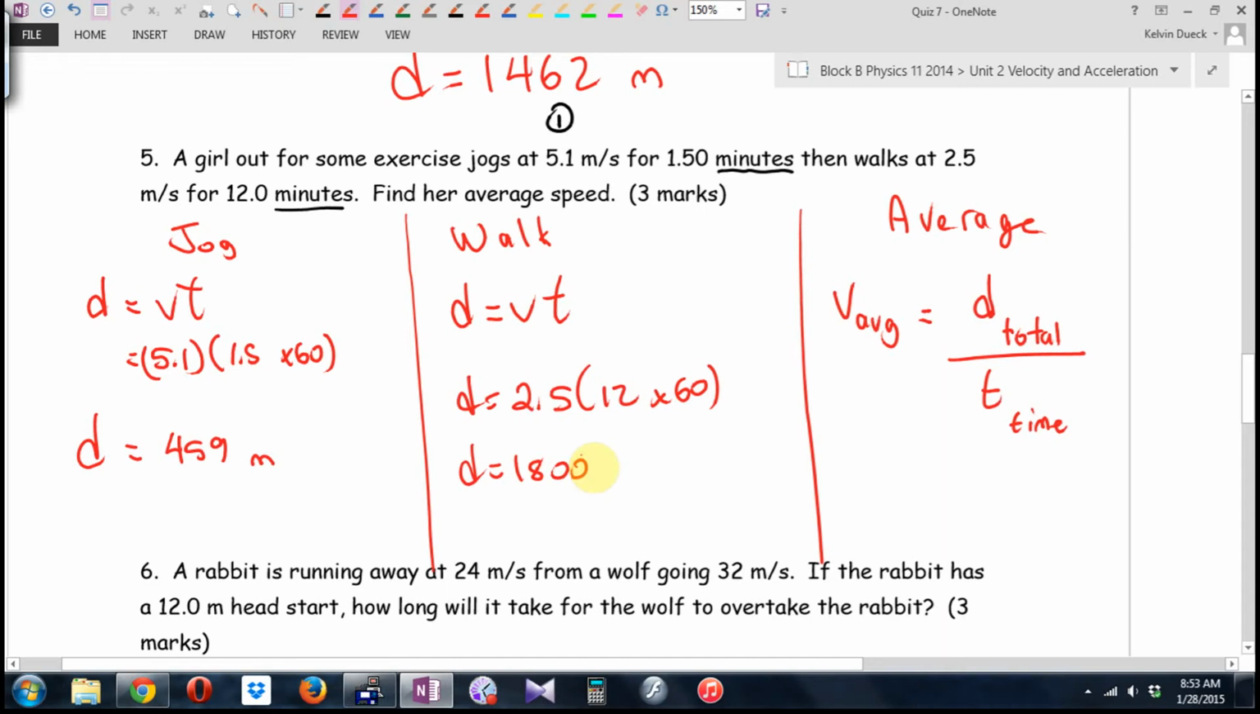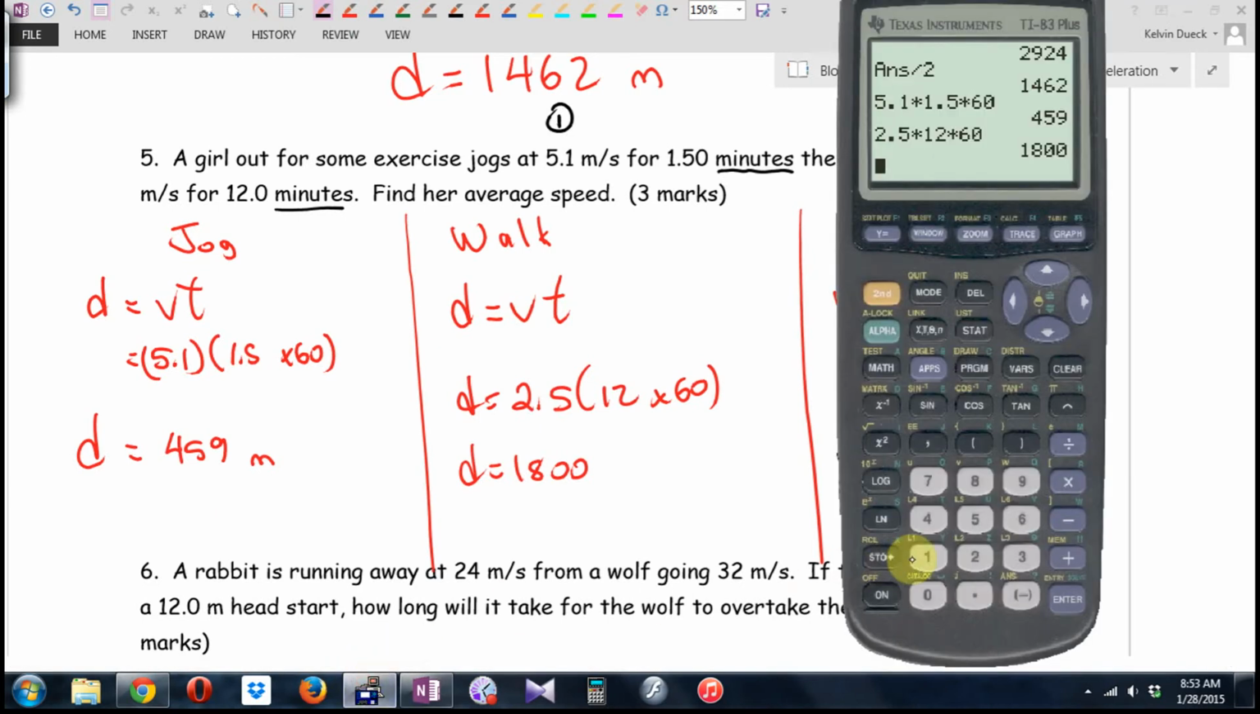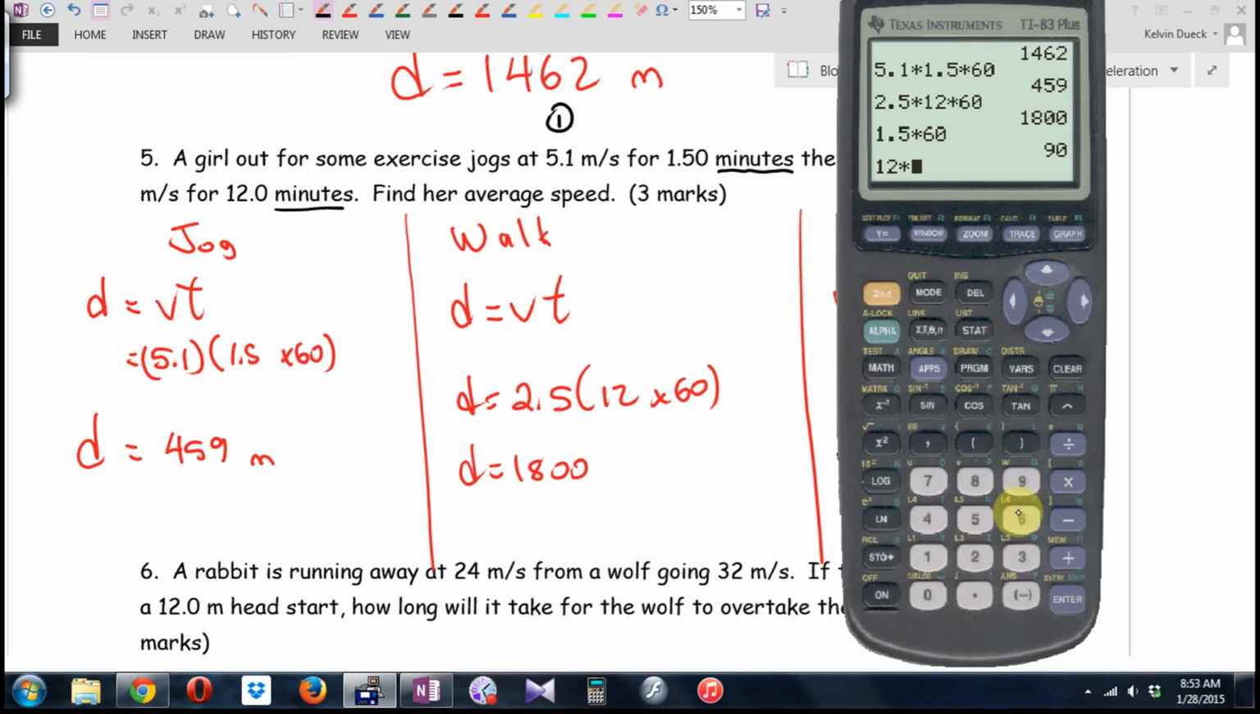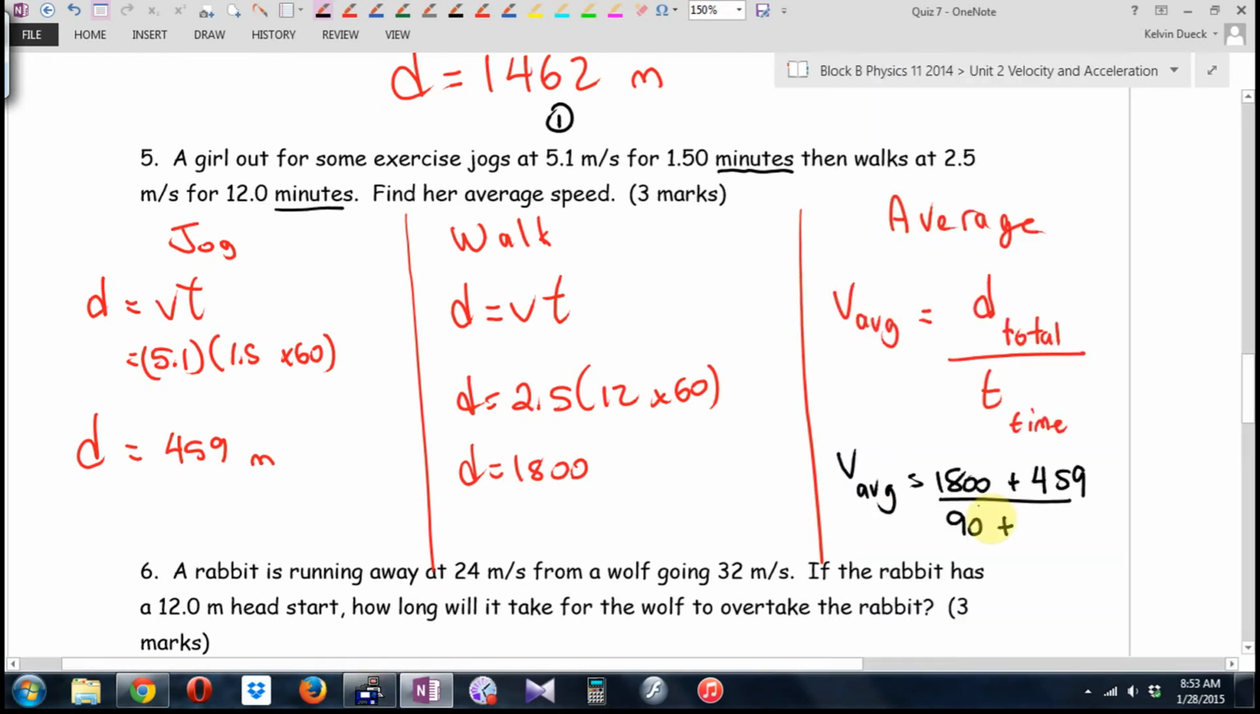So her average speed, 1,800 meters, distance total. Nope, that's not right. 1,800 meters plus 459 is the distance total. How long did she jog for? 1.5 times 60, 90 seconds. How long did she walk for? 12 times 60, 720 seconds.